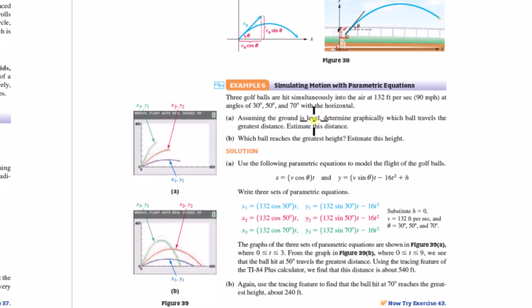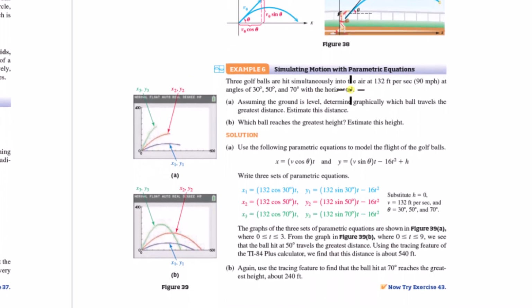So, okay, the golf balls are hit into the air at the initial velocity of 132 feet per second. That's v. And here are 3 different thetas. So we can say theta 1, theta 2, theta 3, the starting angles. Is there a starting height? Well, no, the golf ball's on the ground. So h is equal to 0.